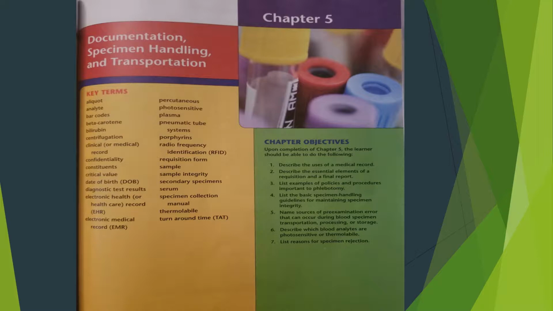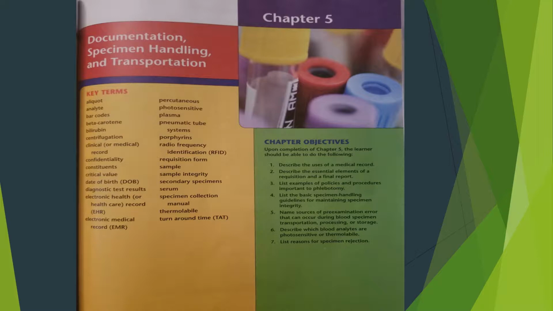Describe the uses of a medical record. Describe the essential elements of a requisition and final report. List examples of policies and procedures important to phlebotomy. List the basic specimen handling guidelines for maintaining specimen integrity. Name sources of pre-examination error that can occur during blood specimen transportation, processing, or storage.